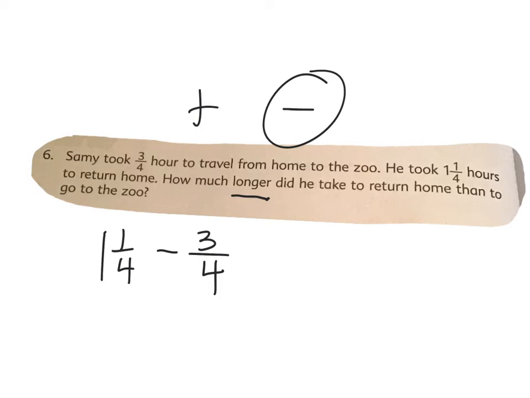Now, we can't take 3 away from 1. So what we're going to need to do is change the mixed number into an improper fraction. We are going to need to multiply 4 times 1 plus 1, 5/4 minus 3/4, and that equals 2/4.